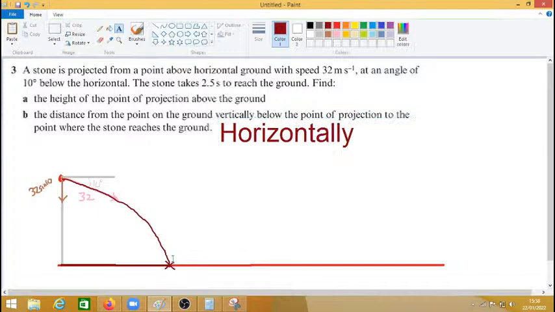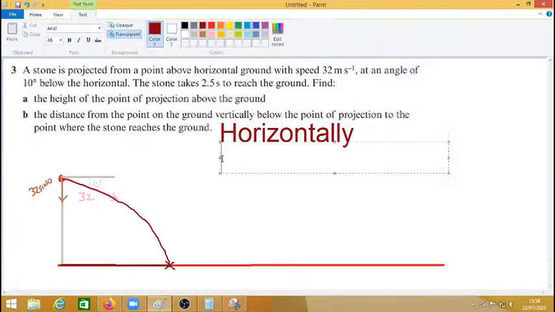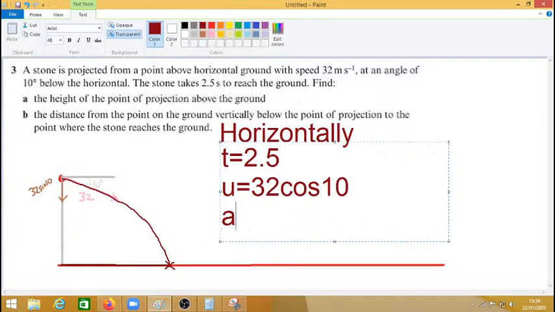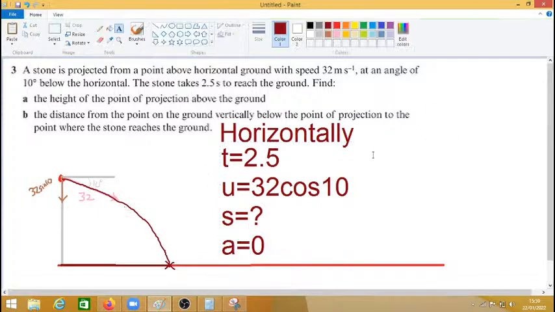Got to be thinking at the point that it hits the ground, what do we know? At the point it hits the ground going horizontally, then we know the time is equal to 2.5. What was the initial velocity? Back to the beginning, the initial velocity was 32 sine 10 going down, so it'd be 32 cos 10 going across horizontally. Acceleration is 0, no acceleration going across. We know that s is what we want to try and find. So let's put that into the formula.